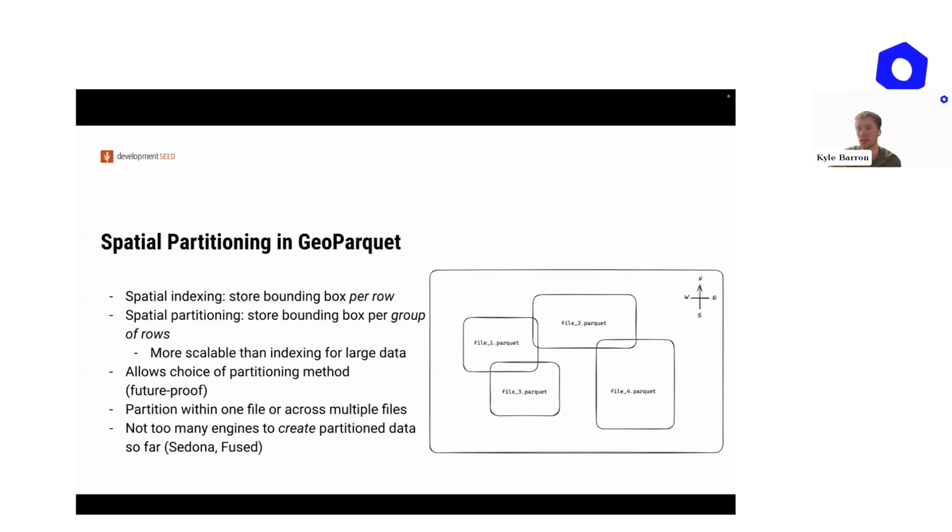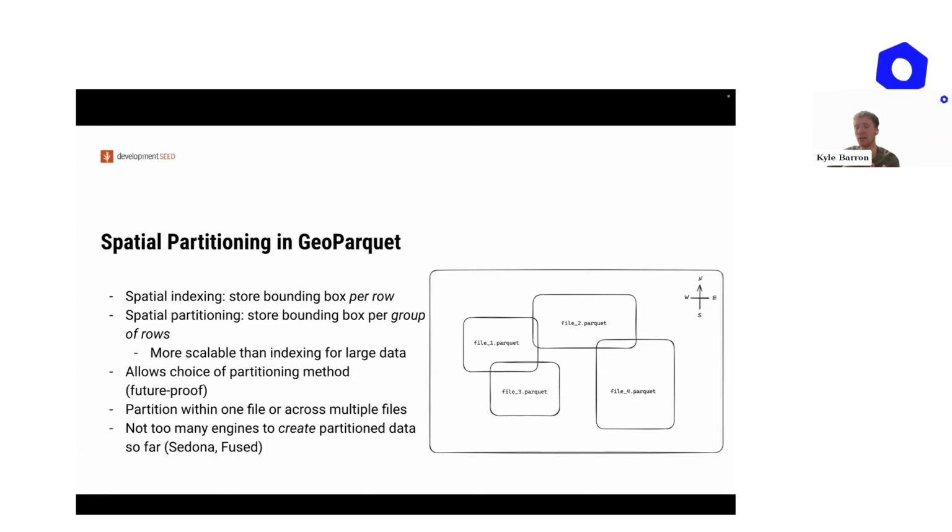The spatial partitioning in the way that we've defined it in GeoParquet allows you to choose how you sort the data. And so we don't say you have to sort it with a specific method. Somebody in the future can define a better method for their specific data, but still store the metadata in a way that's compliant with GeoParquet.